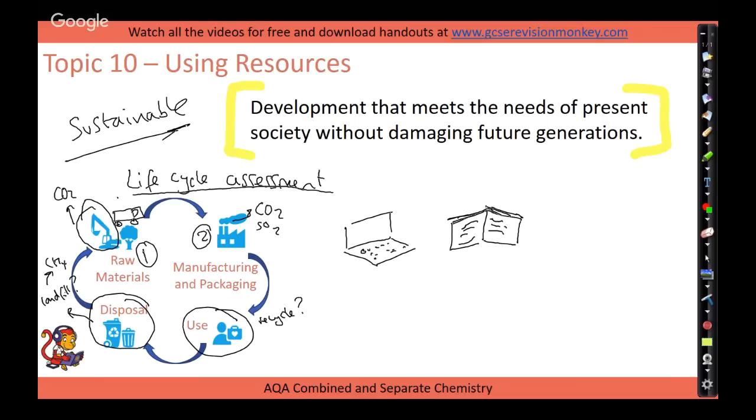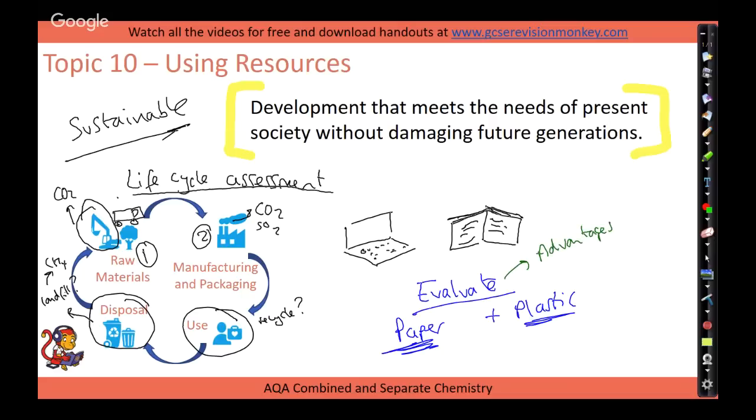In the exam, this is where they may well ask you that evaluate question. So they might get you to compare 2 different bags, for example. In the spec, they want you to look at paper bags and plastic bags, and they may well give you some information, but also use your own knowledge as well. Evaluate would mean that you would need to put advantages or pros and cons and disadvantages, and you must finish with a justified conclusion.